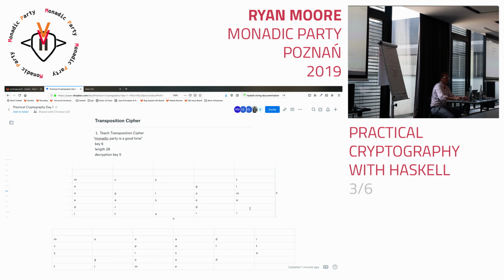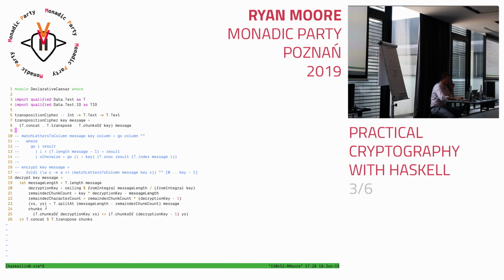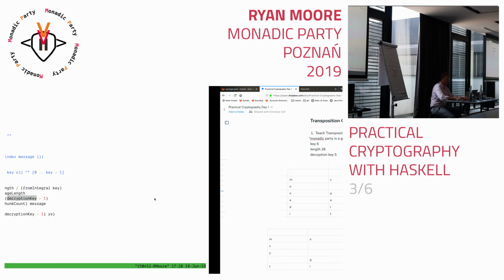So if this is 30 and the message length is 28, we know that there are two chunks that are a problem. If the decryption matrix is 35, and the message length is 30, then we know there are five bad chunks. And because of that, since we know what the good chunk key is, the decryption key, we can just multiply the remainder times the decryption key minus one.